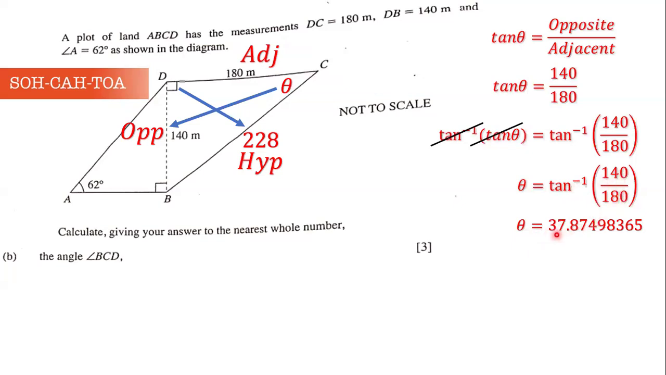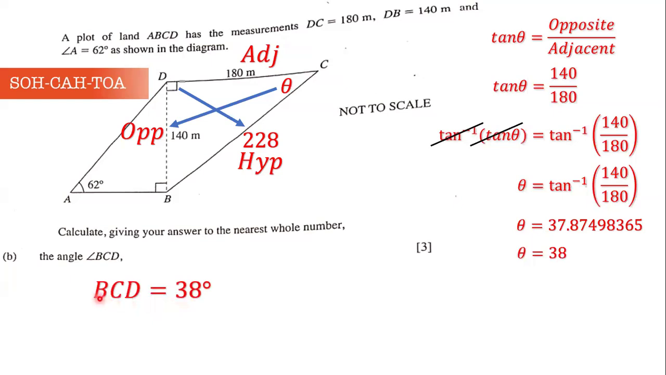Well, that's 37.87498365. But we have to write our answer correct to the nearest whole number. Notice that we have 8 here. Since we have 8, we round up, because once it's 5 or greater, you can round up. And so we add 1 to 7, and that gives us 38. So theta is equal to 38 degrees.